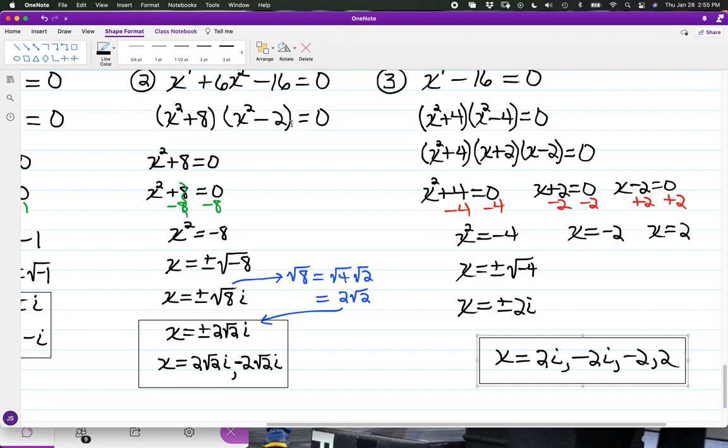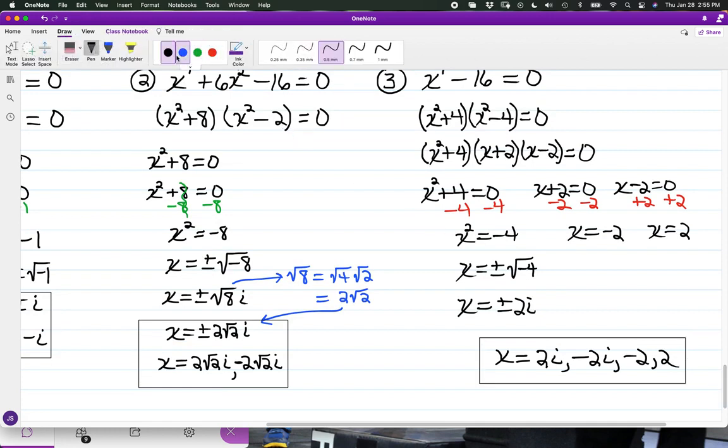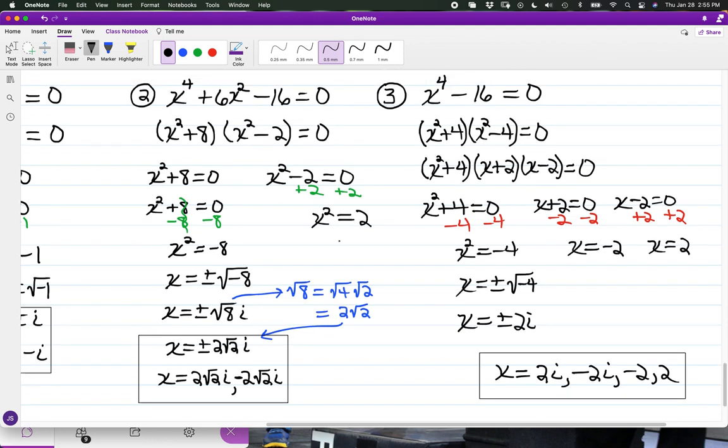for x squared minus 2 equal to 0, so you have x squared minus 2 is equal to 0. And if I add 2 to both sides, so we have that x squared is equal to 2, and we have the square root property of equality. So I have that x is going to be plus or minus the square root of 2.